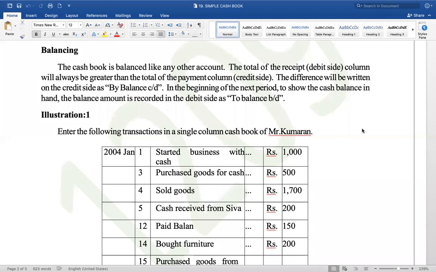The cash account or cash book shows debit balance. What does it mean? The debit side is more than the credit side. So please remember, do you see my underlining or highlighting? The total of receipts column is always greater than the total of the payment column. Please remember it forever.